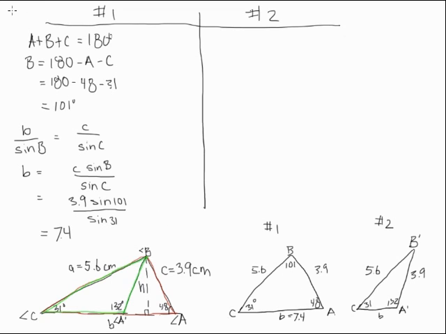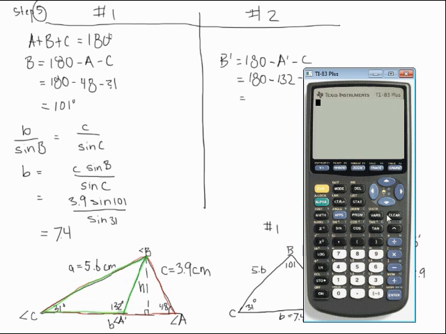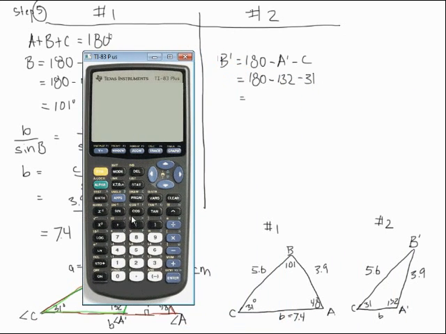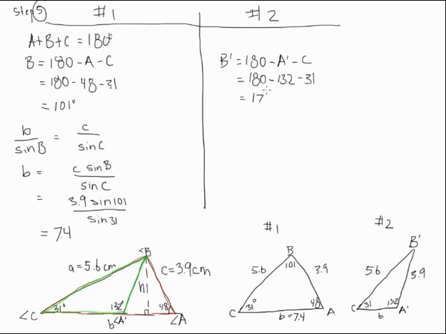Remember what we're doing here is step 5, which is solving for both triangles. So let's try this one here now. We have angle C and angle A prime. Now we need to find angle B prime. Okay, so B prime is going to equal 180 minus A prime minus C, or 180 minus 132 minus C, which is 31. And that equals 180 minus 132 minus 31 is 17. 17 degrees.